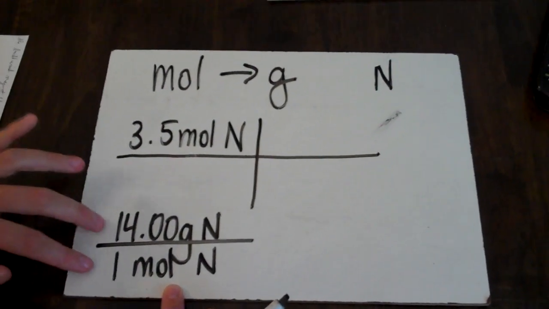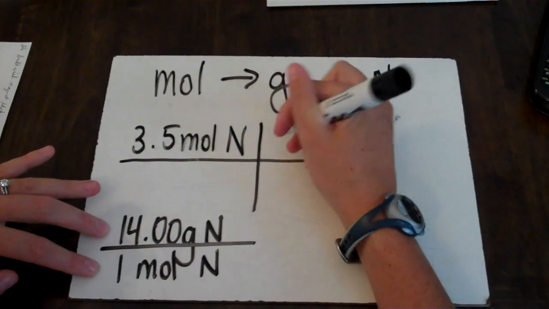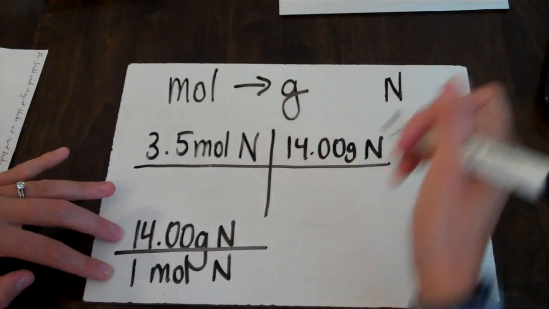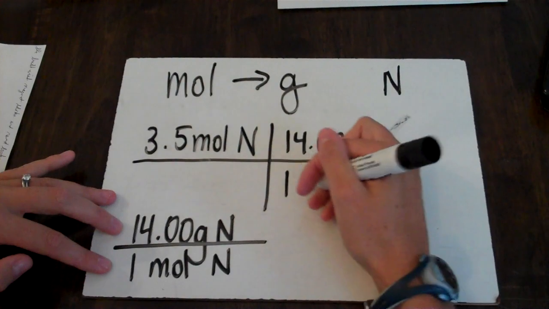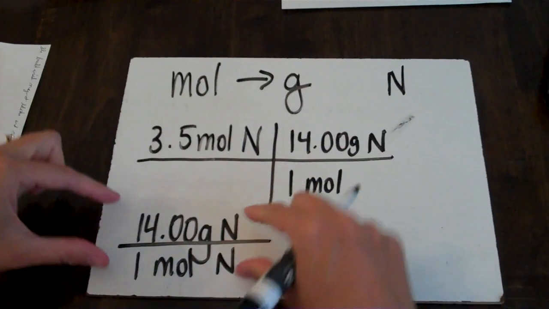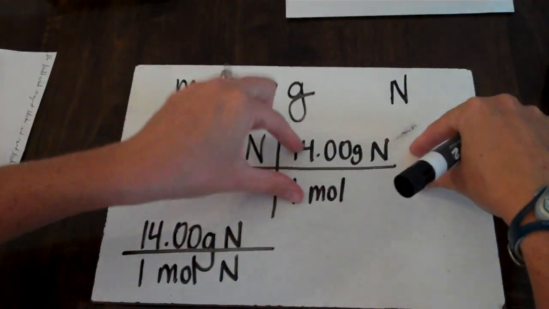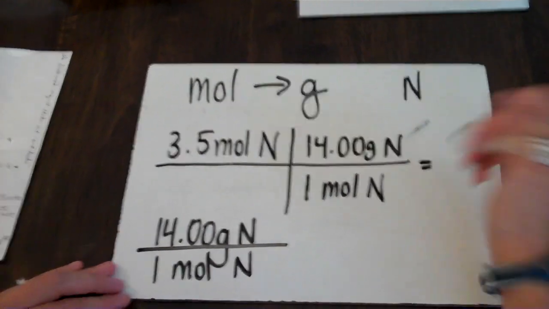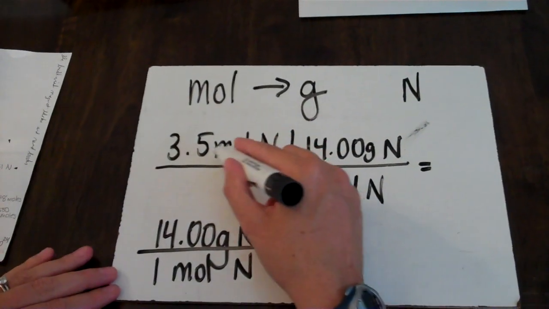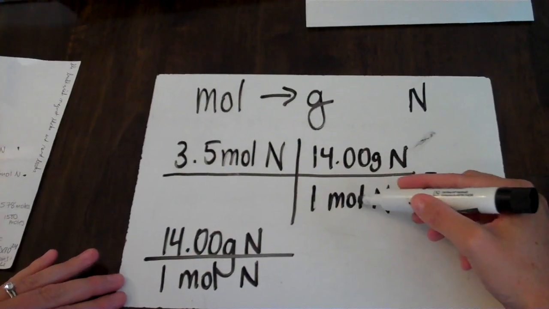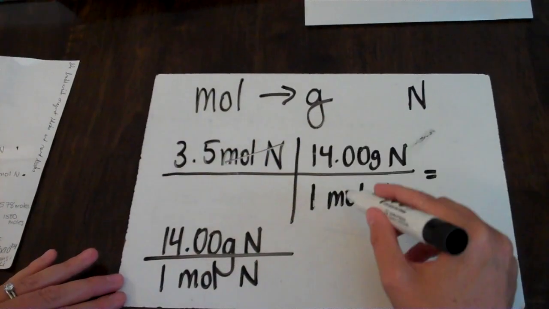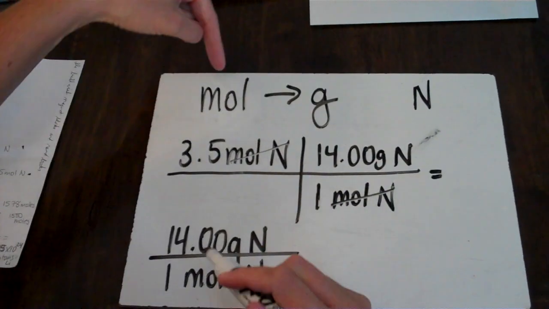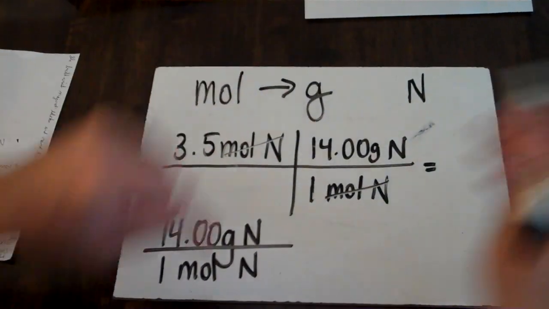So what we're going to do is we're going to take this ratio, 14.00 grams of nitrogen, and write 1 mole of nitrogen. I'm just taking this whole fraction and moving it up there. Now let's take a look at what we've got. We've got a mole of nitrogen on top and a mole of nitrogen on the bottom. Those are going to cancel, and we're left with grams of nitrogen on top. And that's good, because we need to go from moles to grams.